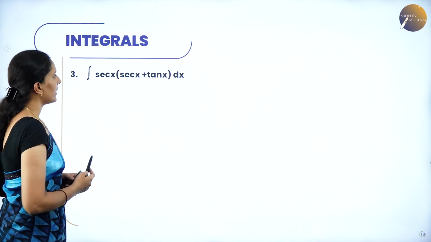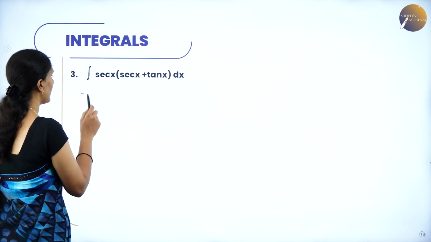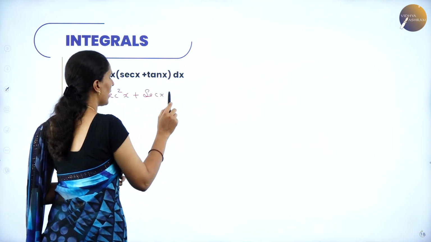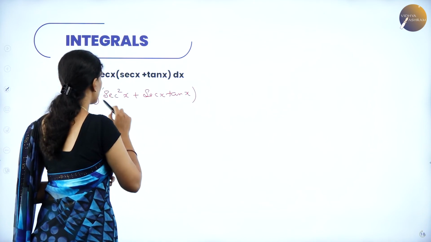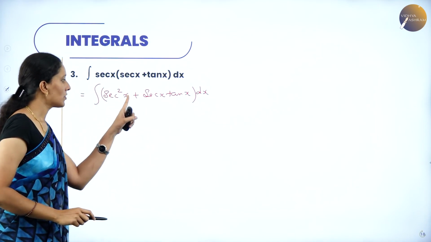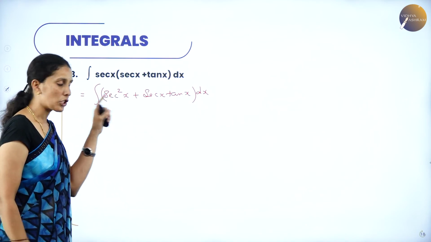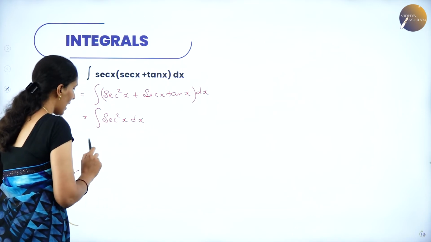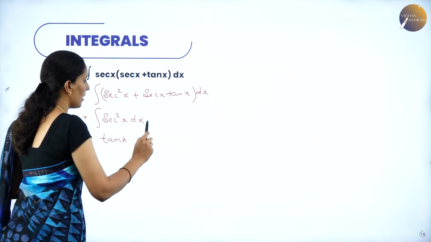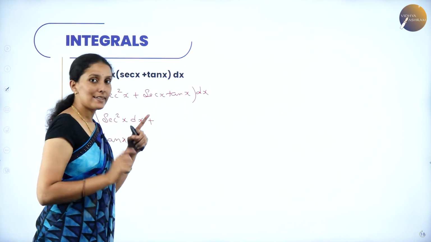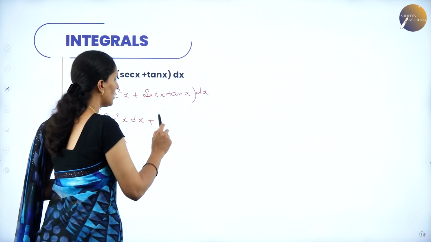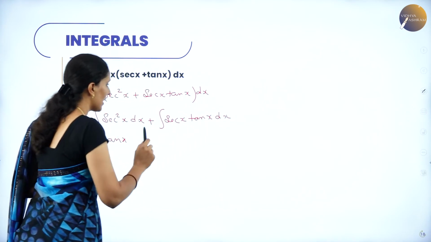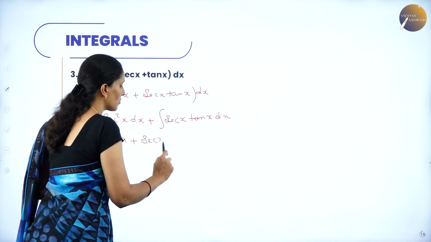Next, secant into secant x plus tan x. Let us write this: integration of secant square x plus secant x tan x dx. Secant square x is the derivative of tan function. Therefore, integration of secant square x dx can be written as tan x. Next, secant x tan x is the derivative of secant function. Therefore, integration of secant x tan x dx can be written as secant x plus c.